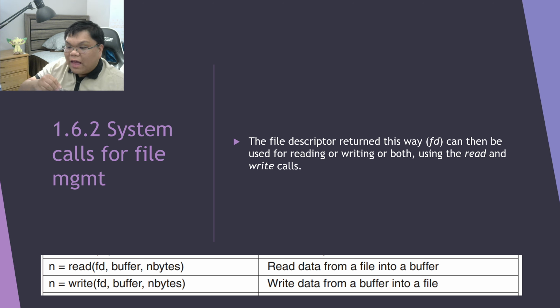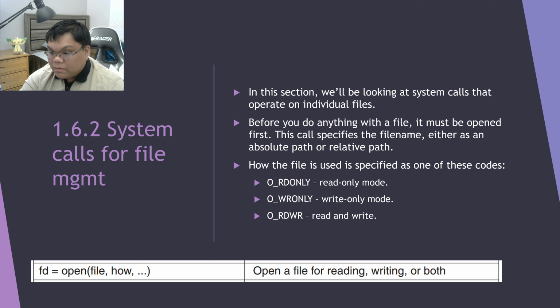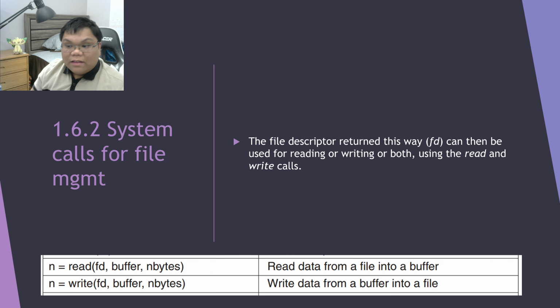So when we call read, and this also applies to write as well, we pass in that file descriptor so we can read data from a file and then put that into a buffer. That's in the case of read. If we're writing to a file, we're going to pass in that file descriptor, and then we're going to write data from a buffer into a file. So we open our file and we get a file descriptor, and then we pass in that file descriptor for when we want to read from a file or write to a file.